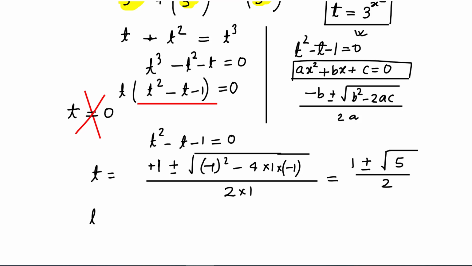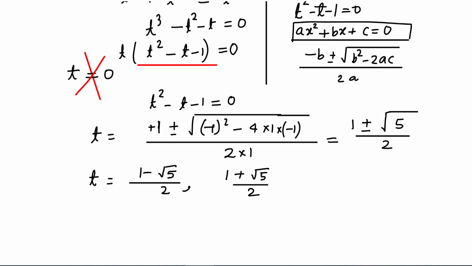So this will be 1 plus minus root 5, divided by 2. So now you can have t is equal to 1 minus root 5 by 2. So this is one solution. And another solution is 1 plus root 5 by 2. Once again, 1 minus root 5 by 2 is a negative quantity, because root 5 is greater than 1. I mean, minus root 5 plus 1 will result in a negative value. So this solution is again not acceptable, because it is negative. So we are only left with this solution. So t is equal to this.